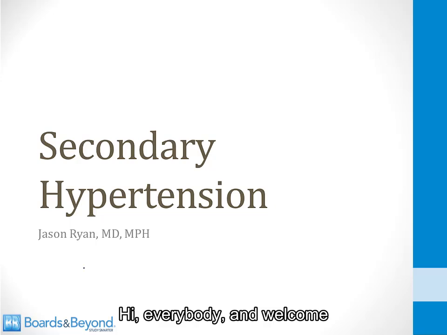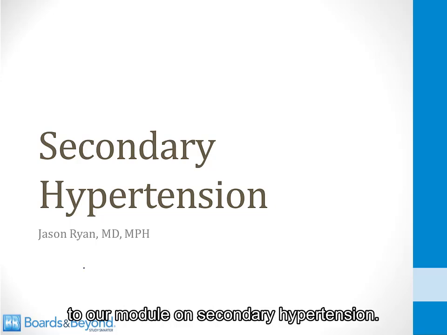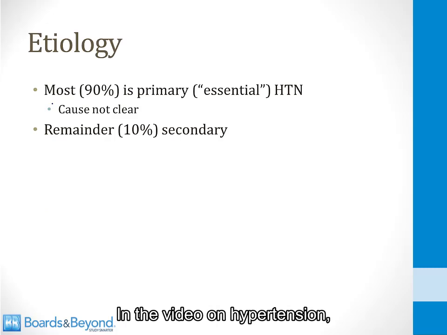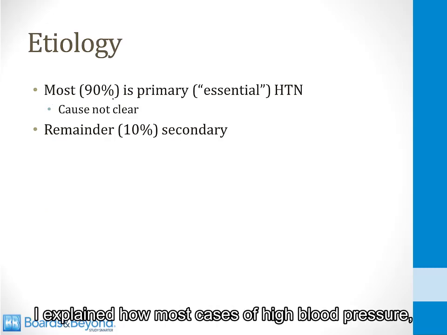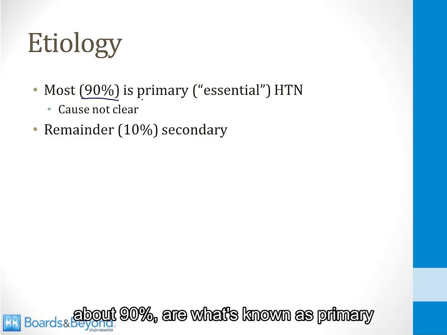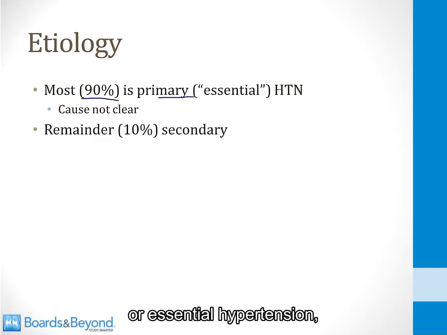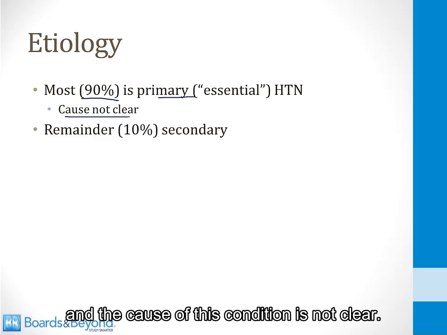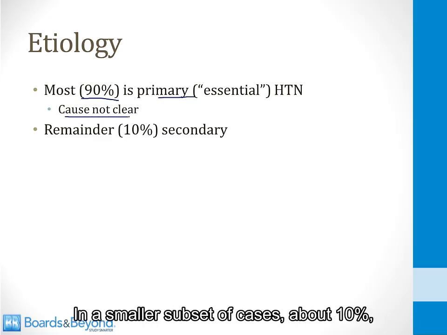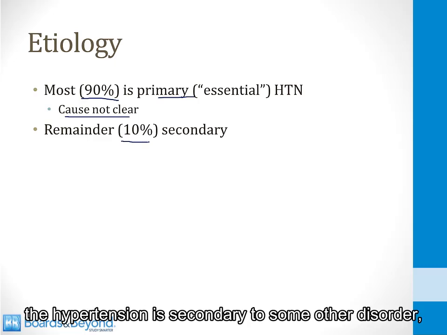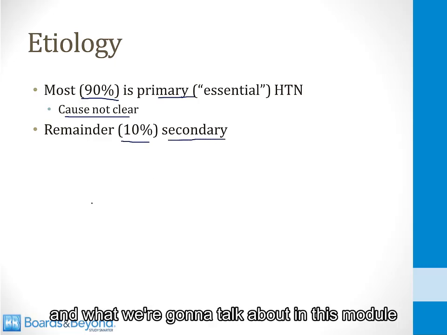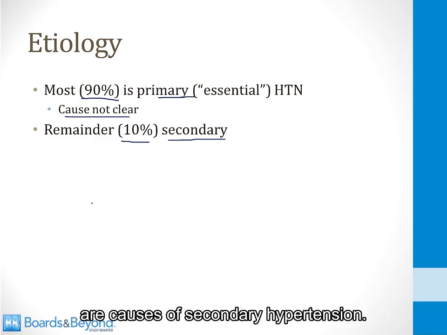Hi, everybody, and welcome to our module on secondary hypertension. In the video on hypertension, I explained how most cases of high blood pressure, about 90%, are what's known as primary or essential hypertension, and the cause of this condition is not clear. In a smaller subset of cases, about 10%, the hypertension is secondary to some other disorder, and what we're going to talk about in this module are causes of secondary hypertension.